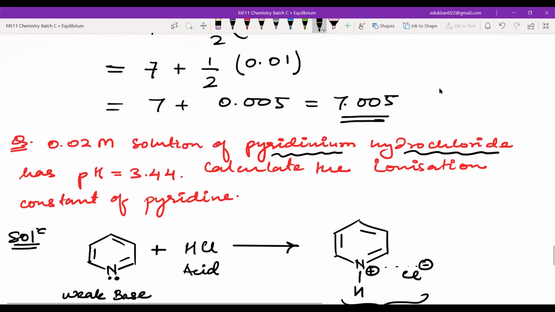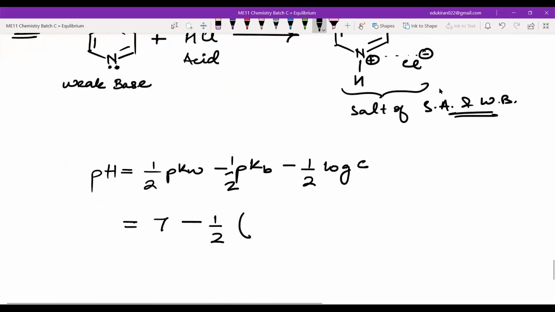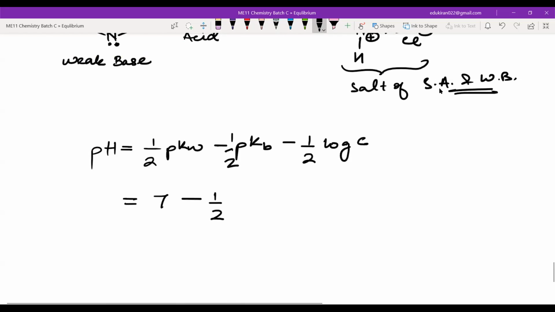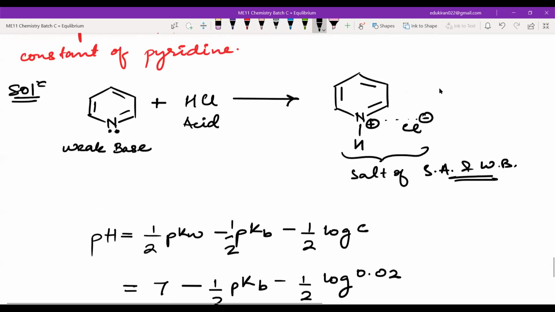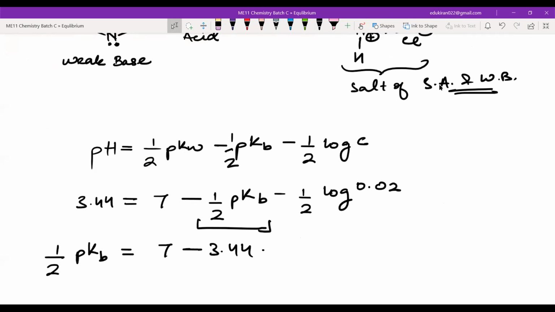What is the pKb? We have to calculate the pKb, since the ionization constant is asked. The pH they have given. pH is half of pKw minus half of pKb minus half of log of how much? 0.02, no? The pH is given to be 3.44. Now I will take this and put it here. Half of pKb is equal to 7 minus 3.44 minus half of log of 0.02.